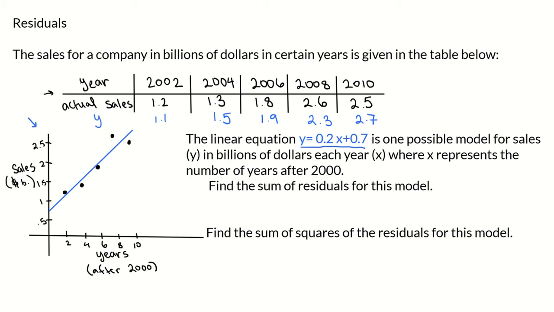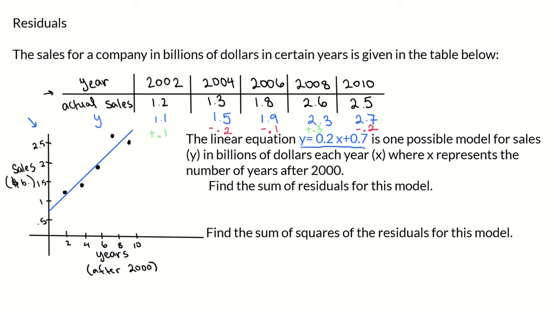So from the table, the actual sales in 2002 were 0.1 above the predicted sales. In 2004, the actual sales were 0.2 below the predicted sales. In 2006, the actual sales were 0.1 below the predicted sales. In 2008, the actual sales were 0.3 above the predicted sales. And then in 2010, the actual sales were 0.2 below the predicted sales.